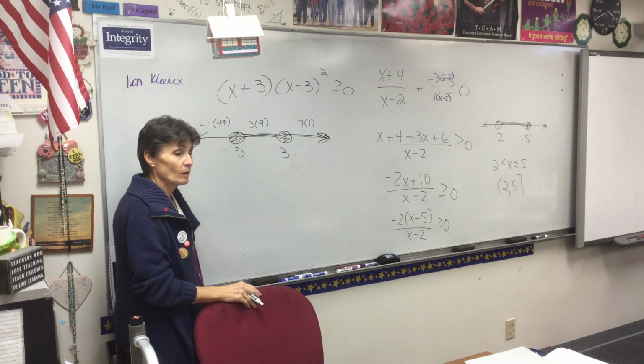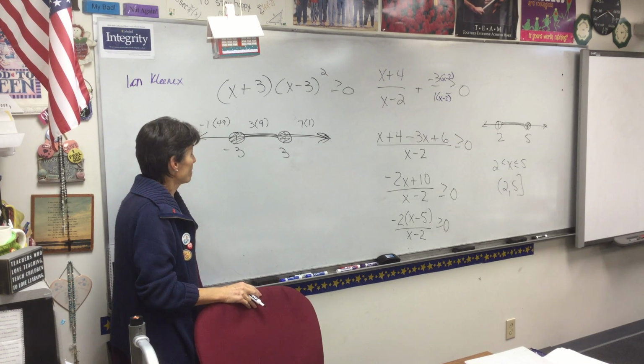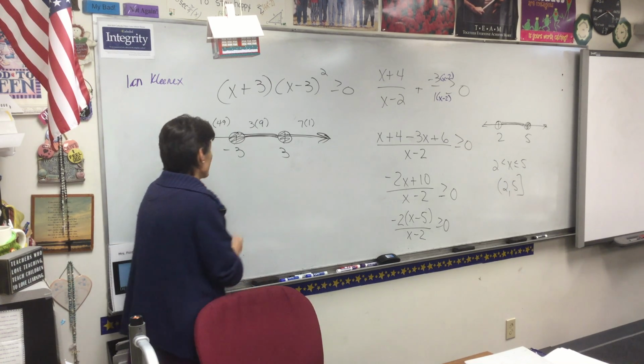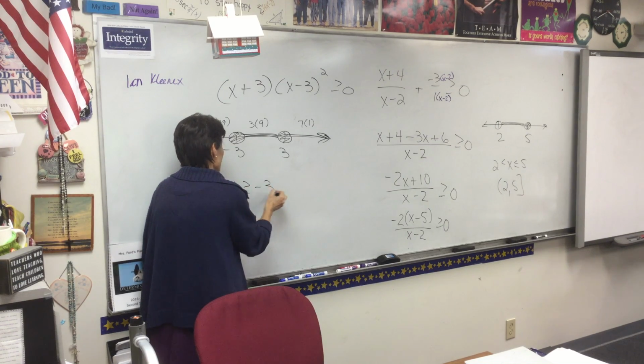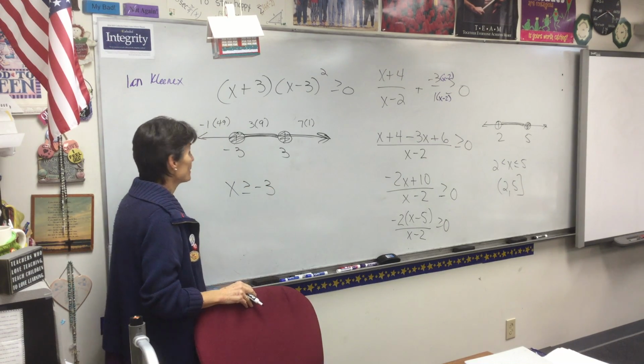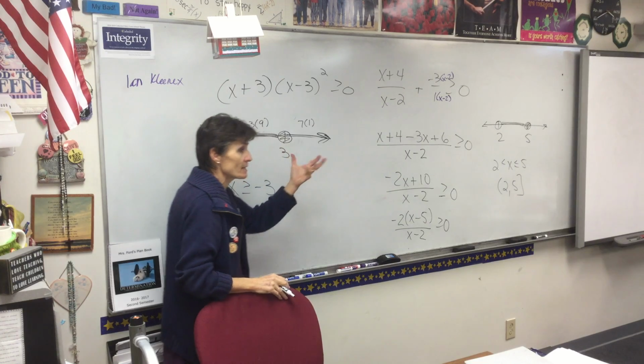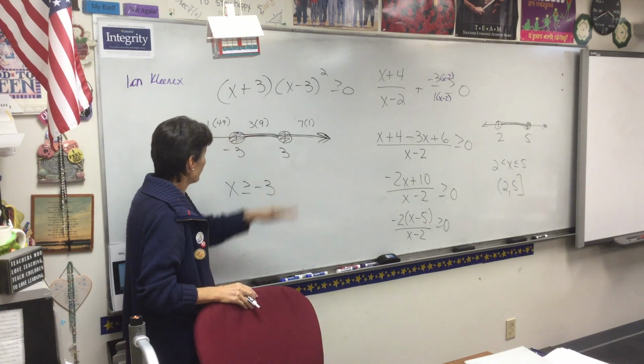So what's shaded? Ultimately, x is greater than or equal to -3, everything bigger than or equal to -3. That's exactly right. We did it in sections, but they ended up connecting, so that whole thing.